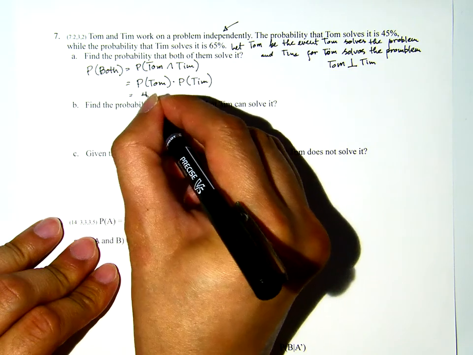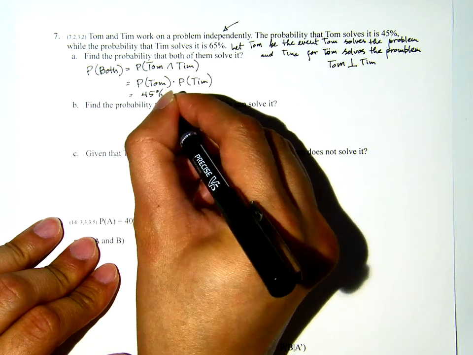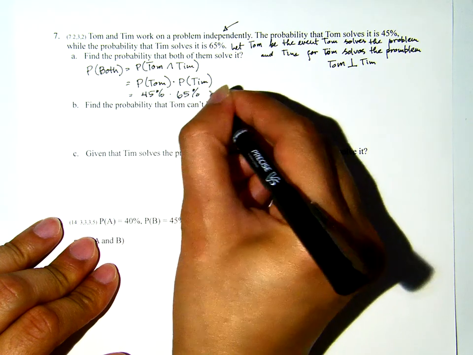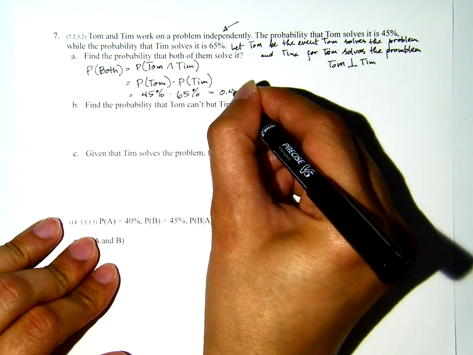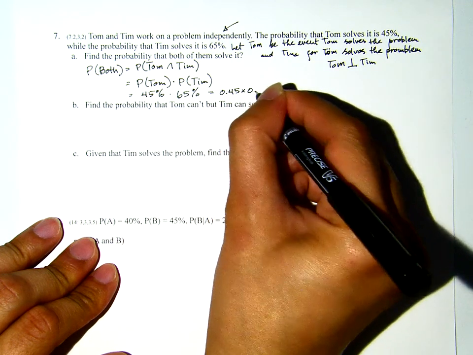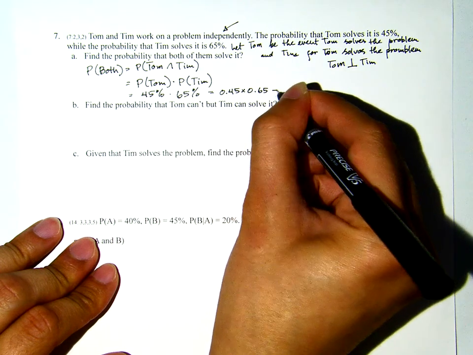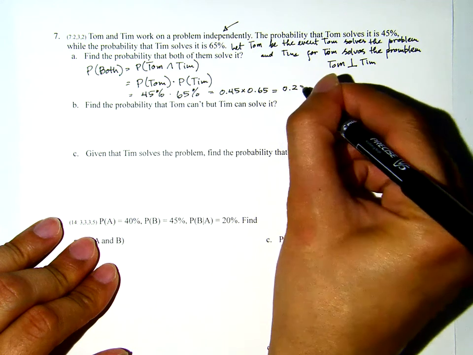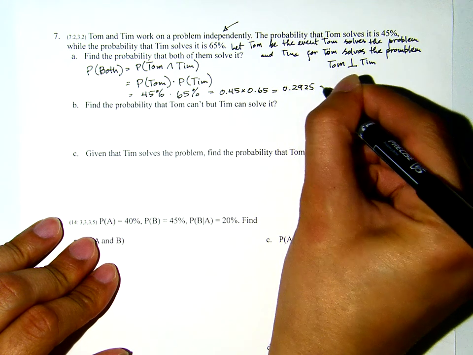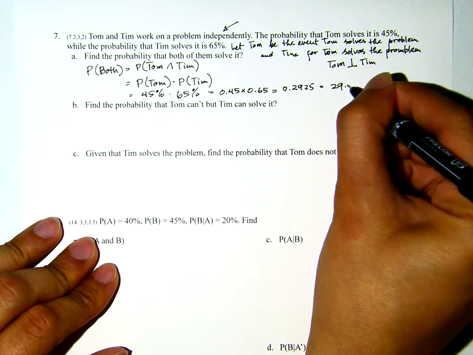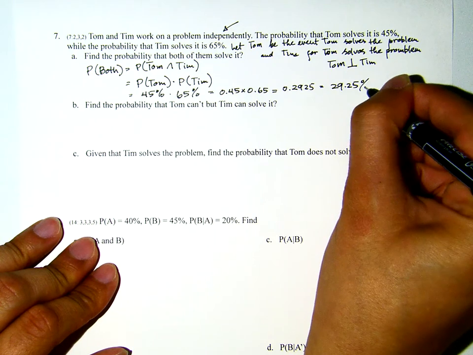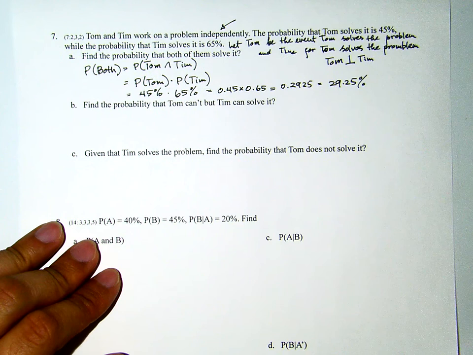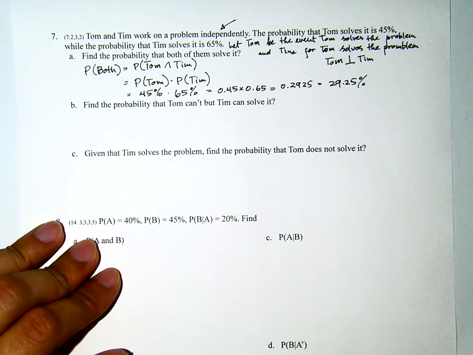This is 45% times 65%. In decimal, 0.45 times 0.65. If I multiply that, I get 0.2925, which implies this is 29.25%. That's the probability that both of them can solve it.